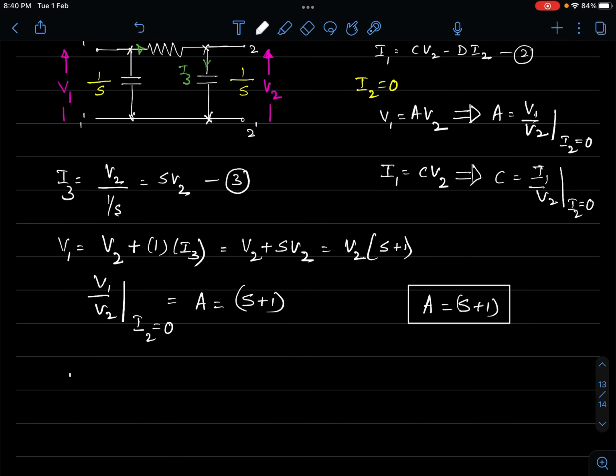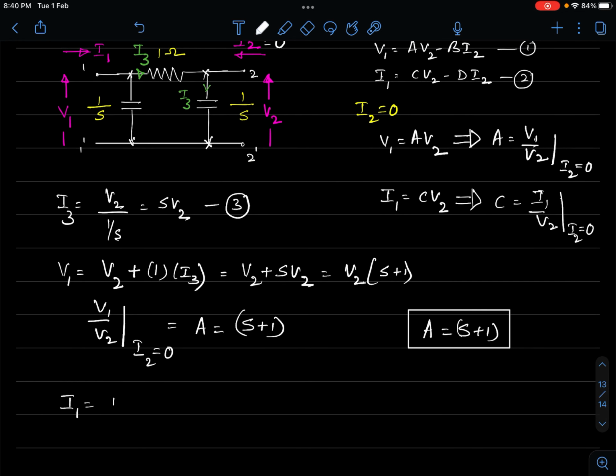Okay. So I1 is simply equal to, one current is I3. The other current that would flow through the capacitor is nothing but the voltage across the capacitor divided by 1 by S, the impedance of the capacitor. It is that simple. This is further equal to I3 plus, I will take this S to the numerator, S and V1. Okay. So in order to determine C, we have to remember these equations.